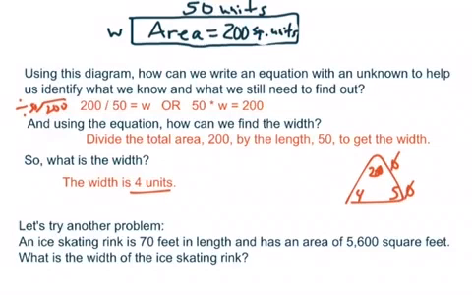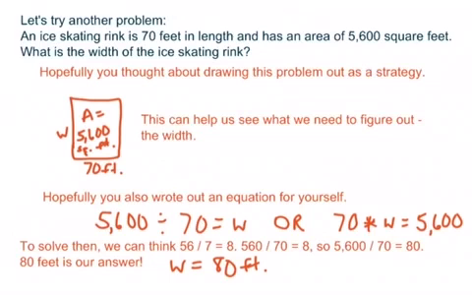All right, let's try another problem. An ice skating rink is 70 feet in length and has an area of 5,600 square feet. What's the width of the ice skating rink? Figure that out. Do some thinking about the same kind of questions I asked you on the problem right above this. And when you have some notes down and you think you have the answer, come back and check it out. And here we go.